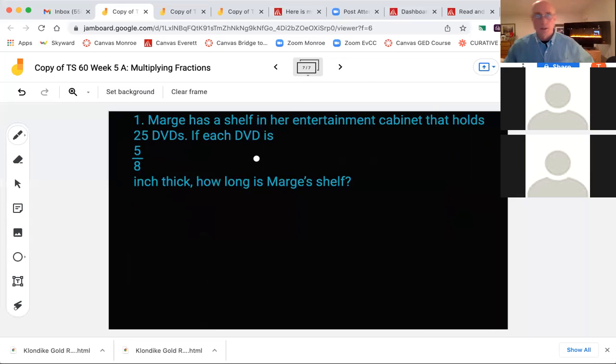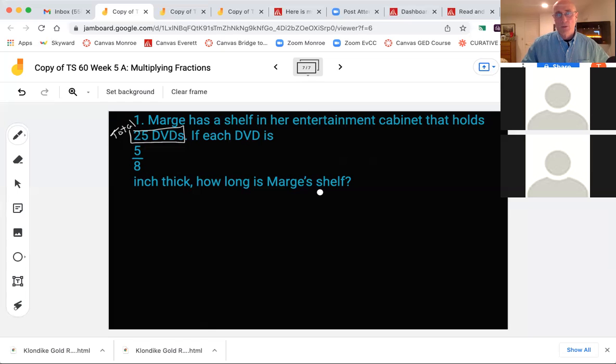Let's take another look at another example. Marge has a shelf in her entertainment cabinet that holds 25 DVDs. If each DVD is... so she's got 25. This looks like it's probably going to be my total, but let's see, 25. I'm going to write total over here. I'm modeling for you, taking notes, how we might mark up a problem on a test. She's got 25. If each is 5/8 inches thick, so each one of these DVDs is 5/8 of an inch thick, how long is Marge's shelf?